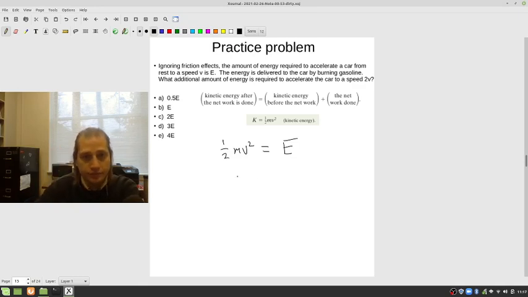Well, let's see. Our kinetic energy after the work is done would be 1/2 m (2v) squared, equals the kinetic energy before that work, which would be 1/2 mv squared, plus the amount of work done. So they want us to find that.